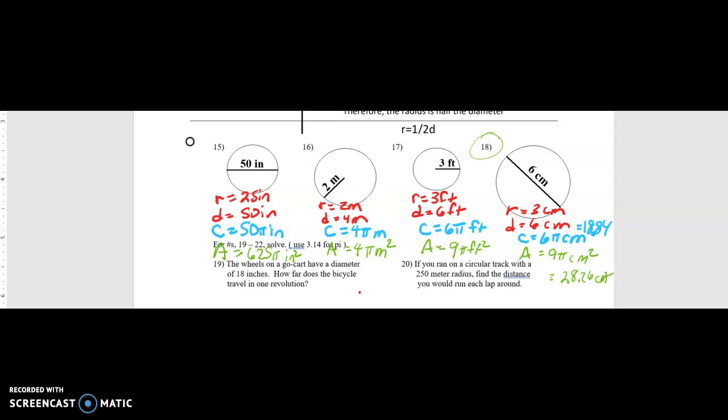Similarly with 20, if you ran on a circular track, find the distance you would run in each lap. Again, you're going to take your radius, multiply by 2, and then multiply by pi. Plug in 3.14. If I asked you about icing a birthday cake or icing a round cookie, that would be an area problem. That would be when you use the formula pi r squared. So hopefully this helps. I think this is circles in a nutshell.